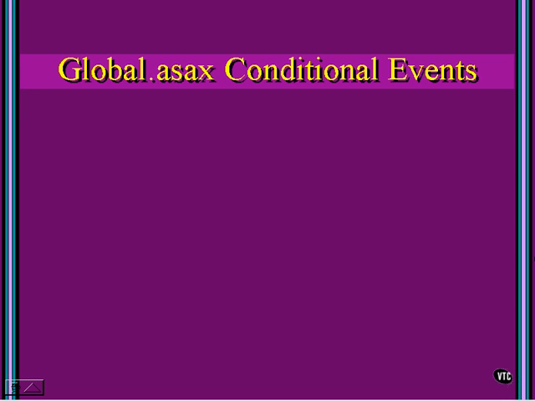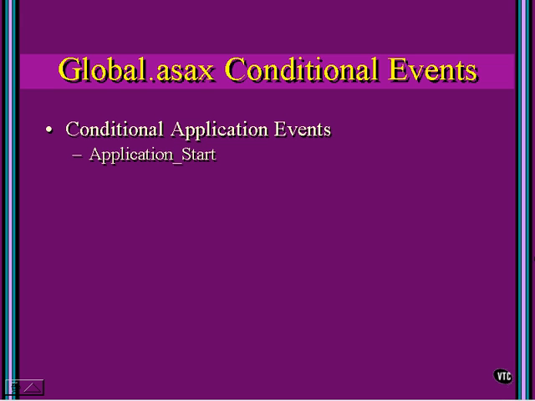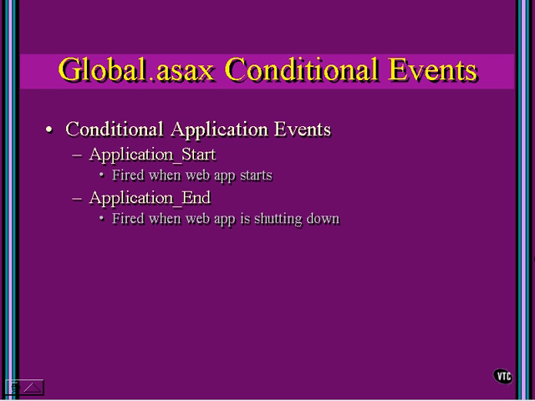Now, the conditional events are where we spend most of our time, but I wanted you to see those other ones because most people never think about using them. But the conditional application events are Application_Start. This is when our application starts, and it starts when the first user connects to any page that's part of the application. Application_End. This ends when the web app is shutting down. All the users have disconnected, and all have timed out or gone, and the application is shutting down.